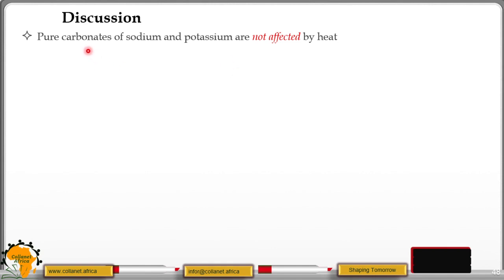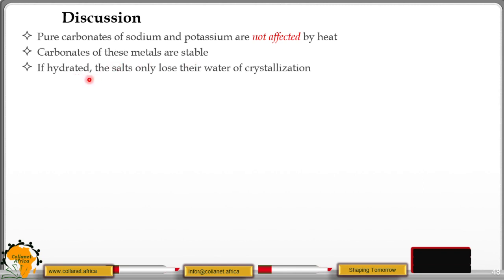Then let's look at our discussion. Pure carbonates of sodium and potassium are not affected by heat. Carbonates of these metals are stable. That's the carbonates of sodium and potassium. They're very stable, and therefore you're going to find that even if we heat them, there will be no change. If hydrated, the salts only lose their water of crystallization. For instance, sodium carbonate decahydrate is going to lose only the 10 molecules of water of crystallization, but the resulting white salt will not undergo any further change.